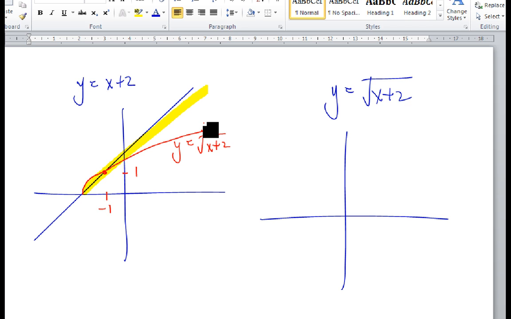Which part? Here, from 0 to here, because the y values are bigger than 1. You take square root of any number that's bigger than 1, you will get a smaller number. Correct? Right? If you are taking square root of y values, let's not forget you are taking square root of y values, not x values, yeah?